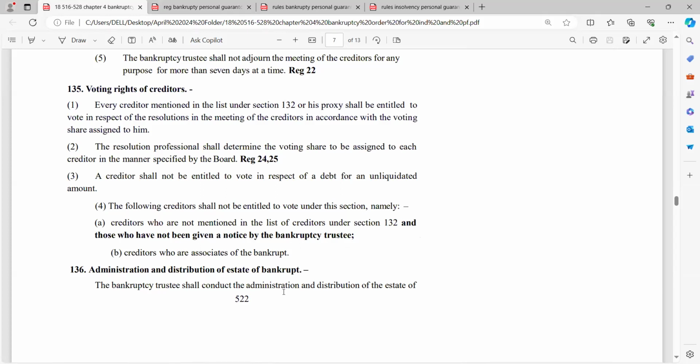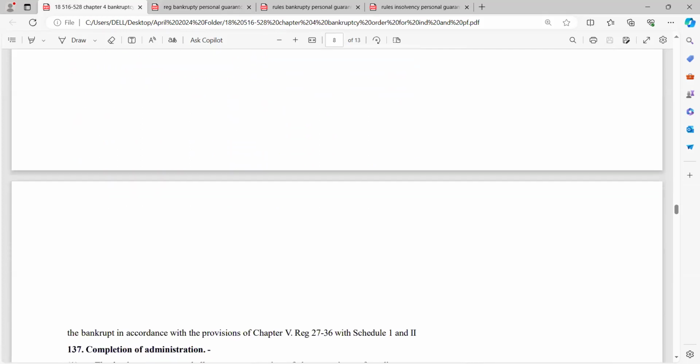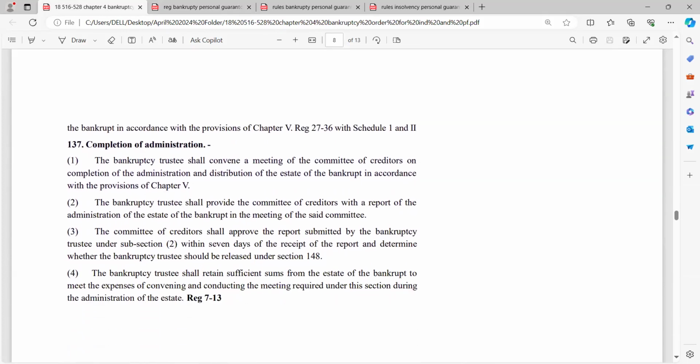Administration and distribution of estate of the bankrupt. The bankruptcy trustee shall conduct the administration and distribution of the estate of the bankrupt under the provisions of chapter 5. Now we are in chapter 4. So they are talking that you go to chapter 5 for administration of the estate of the bankrupt. Okay? Regulation 27 to 36 with schedule 1 and 2. 137 is saying completion of administration. So we'll read that chapter separately. But let us first complete this chapter 4.